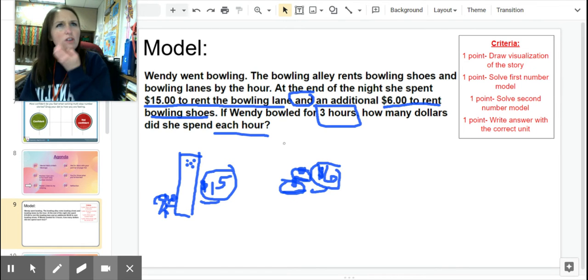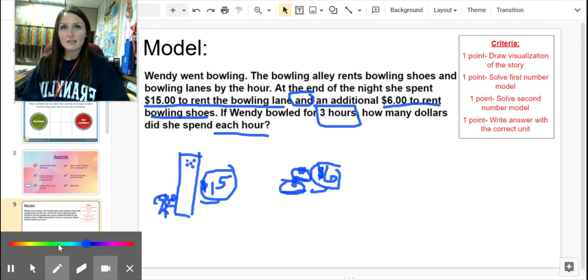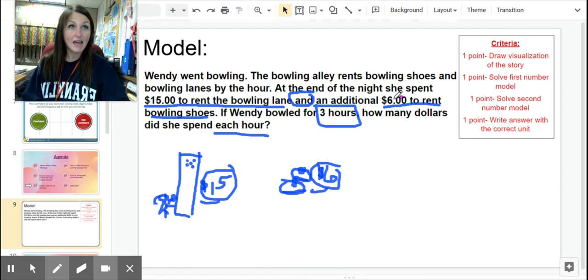Ooh, okay, so this has a lot of steps. I'm going to change my color. Here is my thinking for this first part. This is the end of the night. This is what she spent for all the things she did. But she did this for 3 hours. So how much money did she spend in total? Well, it says 15 and 6. So I drew my visualization. Now I need to find my first number model.